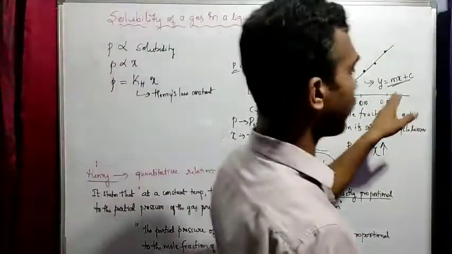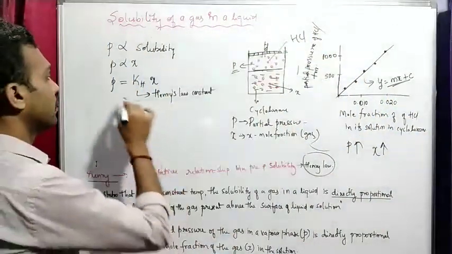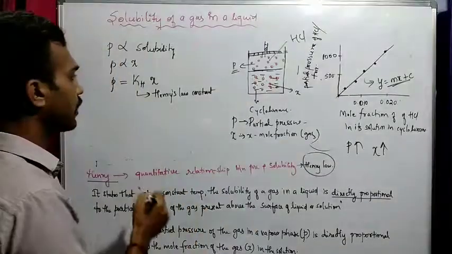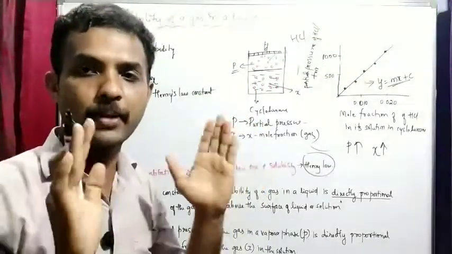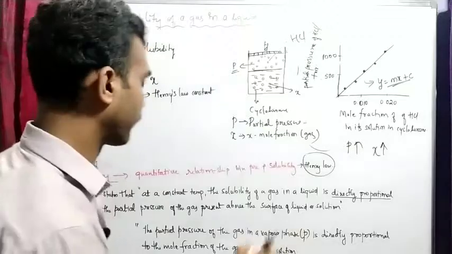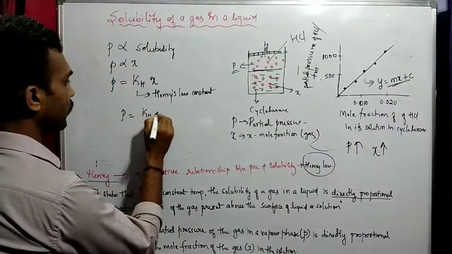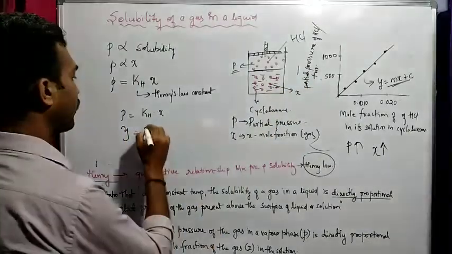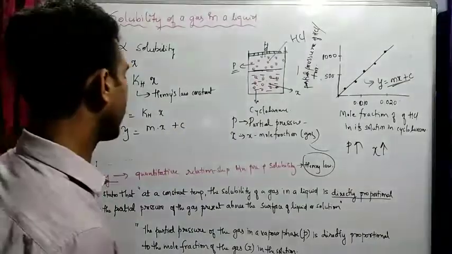And this equation we are calling linear equation. So P is equal to what? P is equal to kH into X, where kH is nothing but the Henry law constant. P is directly proportional to X. Very simple. Partial pressure is directly proportional to the mole fraction. Remember solubility. Okay, so next, P is equal to kH into X. Now what happens? y is equal to mx plus c. y is equal to mx plus c.